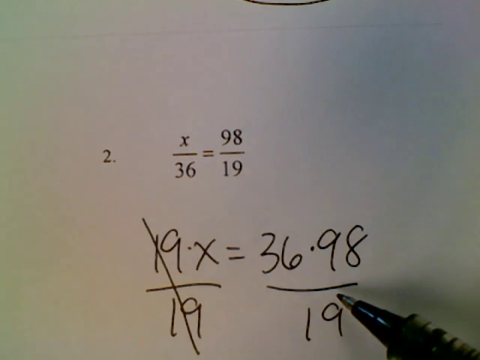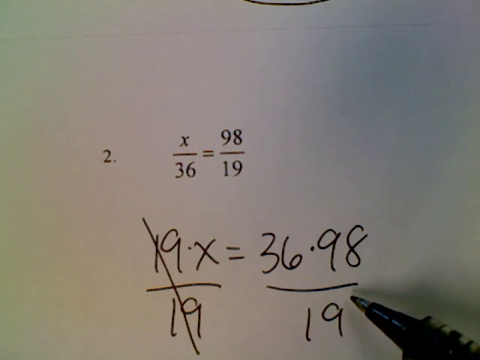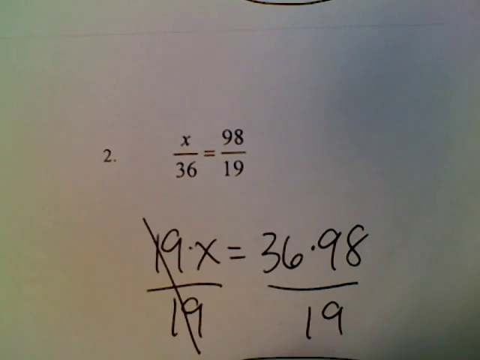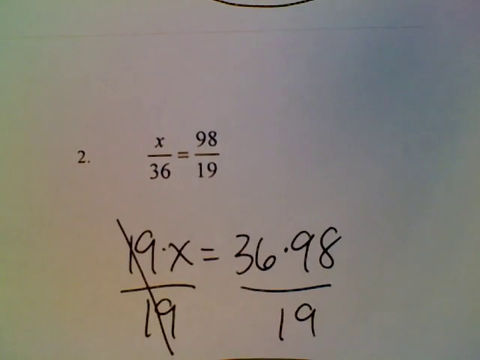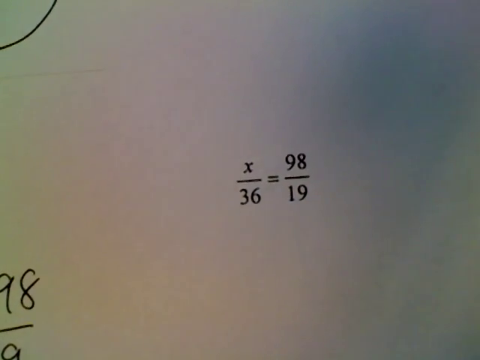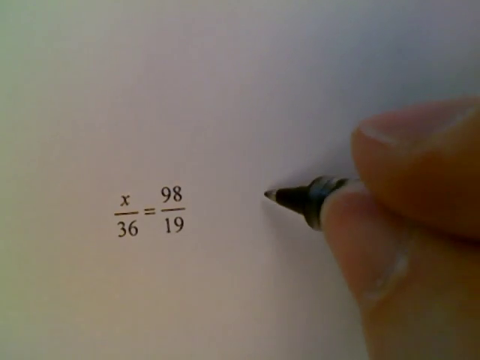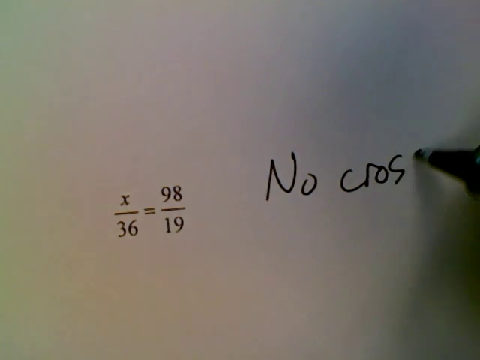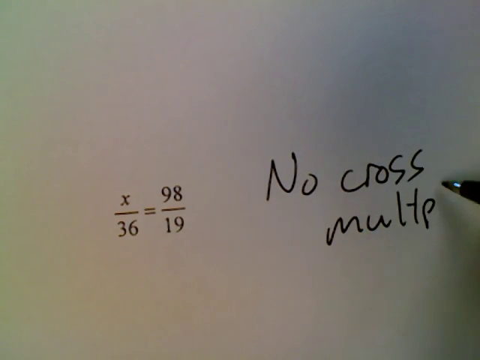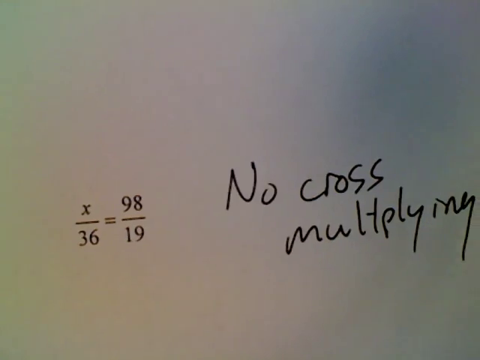Alright, that's going to be about 194 or 5, something like that. But I want to show you a different way to do this problem, one that does not involve cross multiplying, one that is less work in my opinion. No cross multiplying needed.